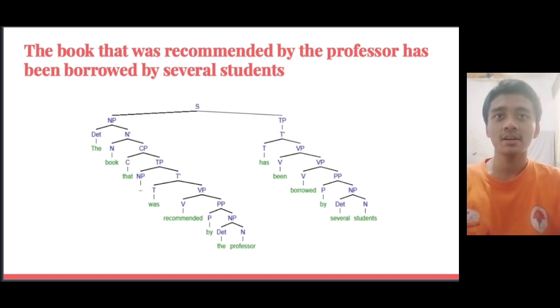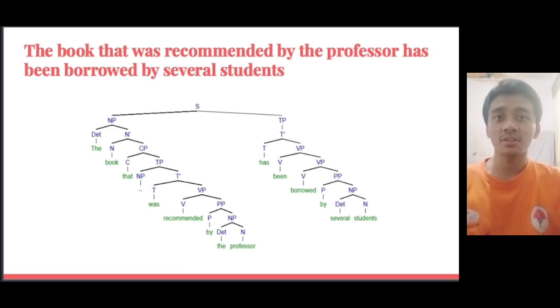Prepositional phrase, by the professor, modifies the verb recommended, indicating the agent. Preposition, by, introduces the agent. Noun phrase, the professor, the object of the preposition by. Determiner, the, specifies the noun professor. Noun, professor, the head noun of this noun phrase.